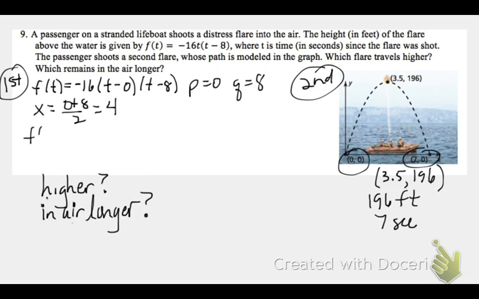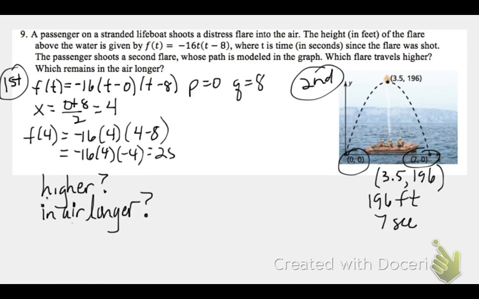So now if we plug in 4 seconds, we'll be able to tell how high that flare went. Alright, so when you multiply those three numbers together, it's -16 times 4 times -4, which gives you positive 256. So it goes 256 feet in the air. So the first flare was higher.